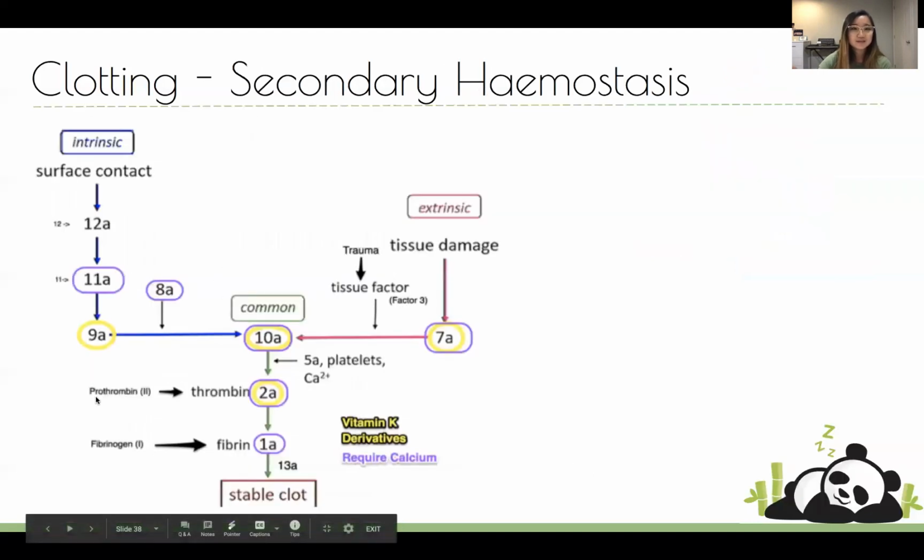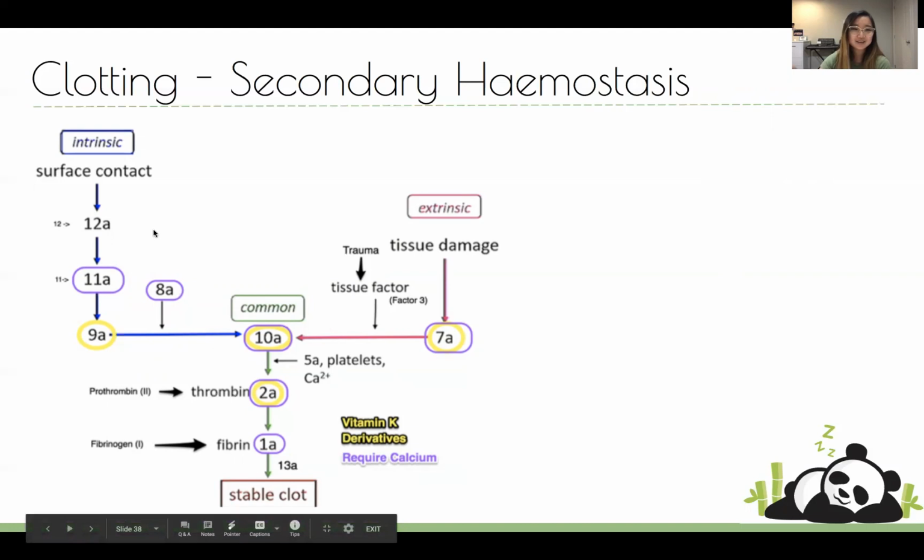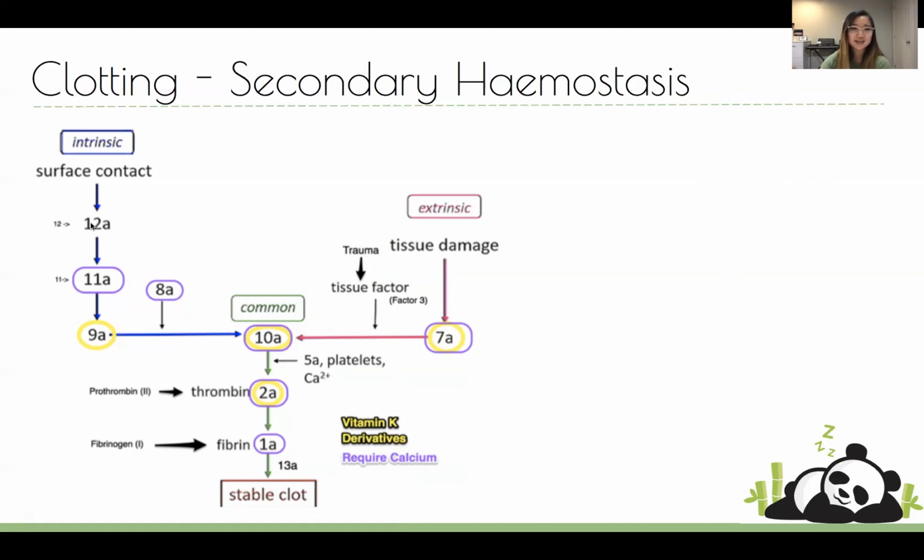So this is a summary of secondary hemostasis. This is the way I remembered it. I feel like there are a lot of complicated diagrams, and this is a little bit easier. What I did is I remembered 10, 2, and A because these are your common pathway and you're going to have to know these. Then I just worked from 12, the highest one, down. So 12, 11, 10's already there, so skip that, 9, 8. And that's your intrinsic pathway. The only one left would be 7, so that would be your extrinsic pathway. And as you can see here is tissue factor, so that's factor 3.